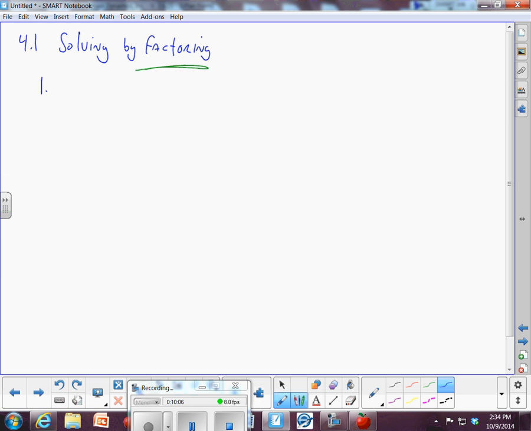Okay, before we get there, we have to think about this property. It's the basis and foundation of solving by factoring. It's called the zero product property. We deal with this property way down in pre-algebra. Zero product property. And it simply is this.